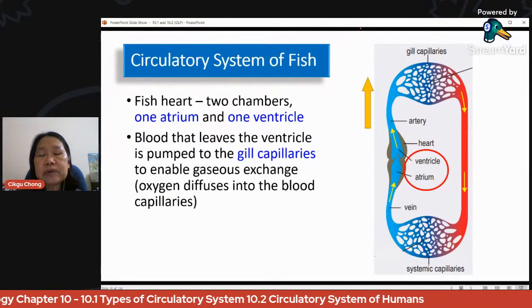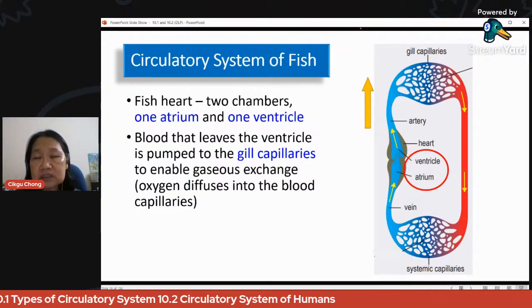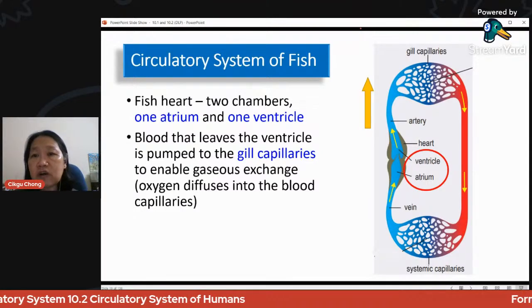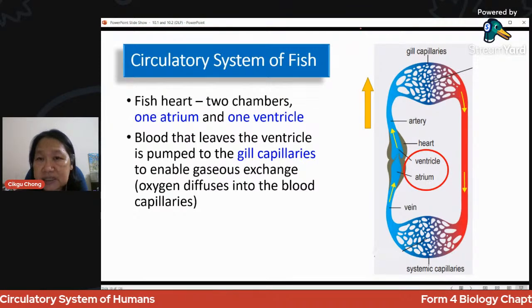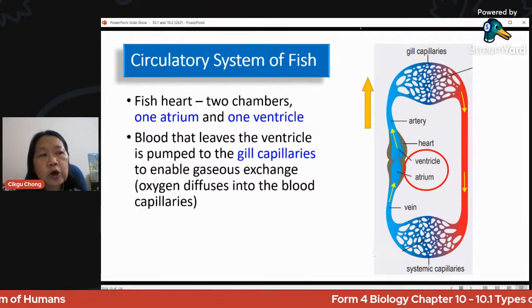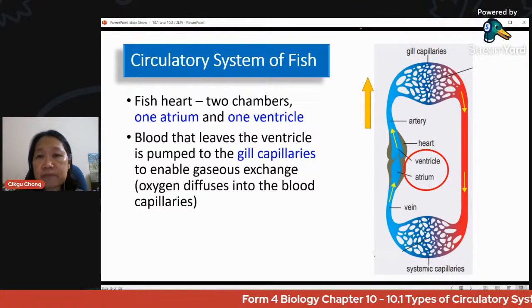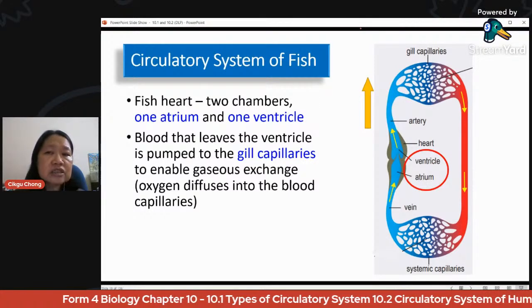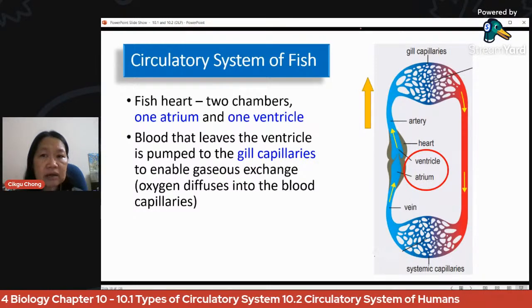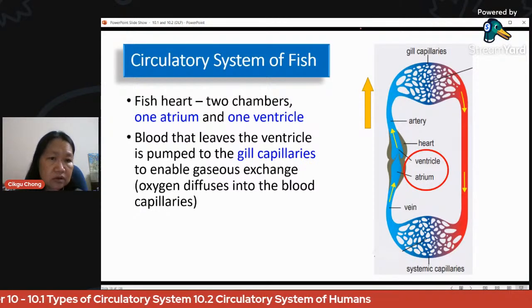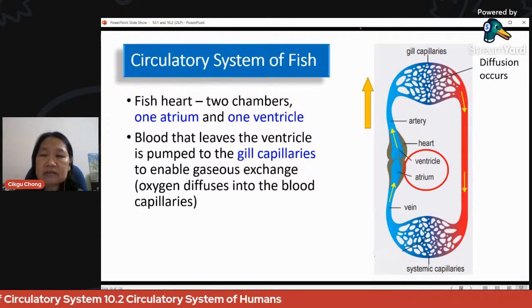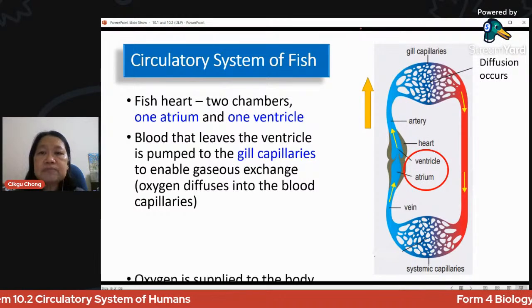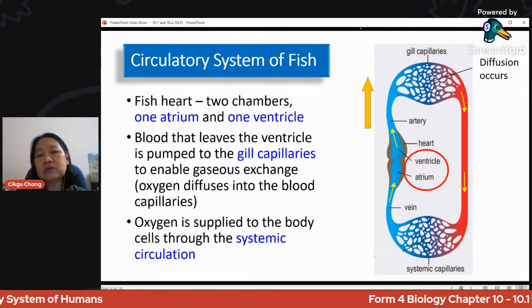Then it will be passed over to the gills. The gills is where they receive oxygen. Okay, you learned that in chapter 8, sorry. So your gills, you have a lot of blood vessels there. So this is referring to the gill capillaries, and oxygen diffuses into the blood. At the same time, carbon dioxide diffuses out. Okay, and then after that, right, where does this blood go? This blood will be directly supplied to the body cells.